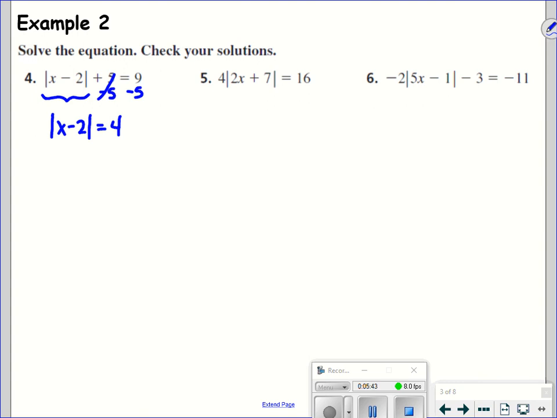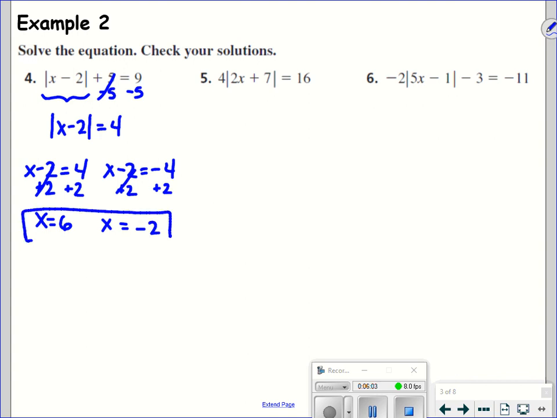All right, now I can treat this like a problem from the last slide. Absolute value equals a positive. That's good. I can set up my two situations and solve those independently. And I get my two solutions.